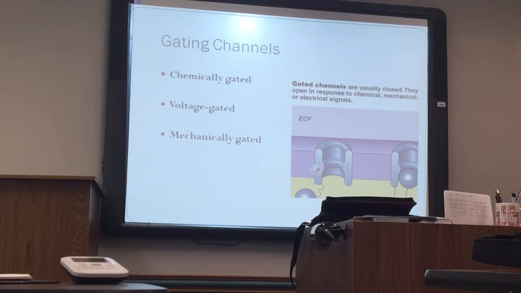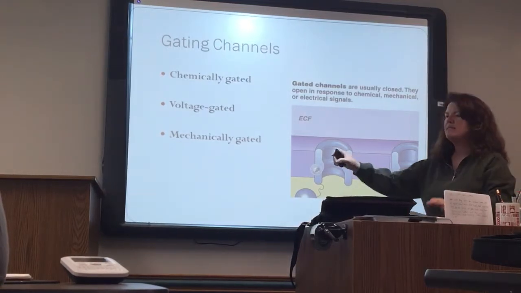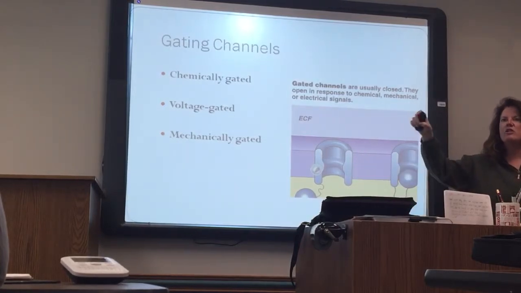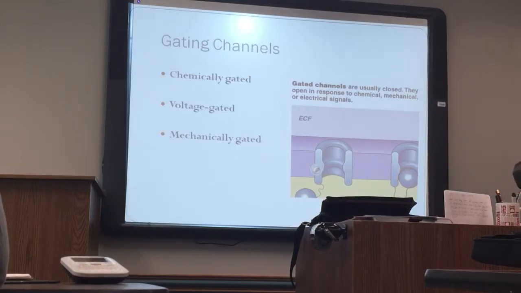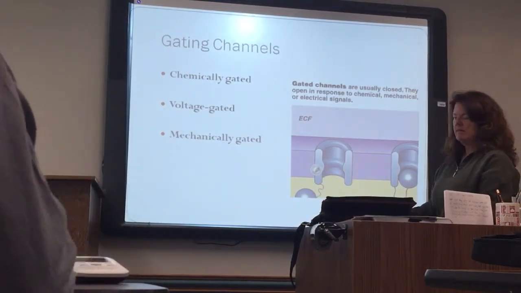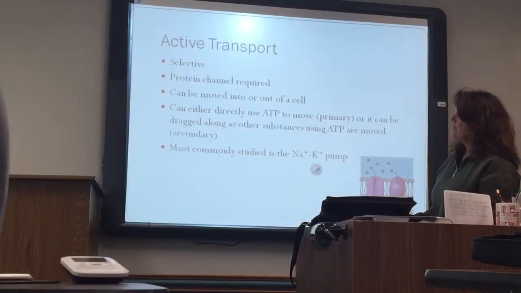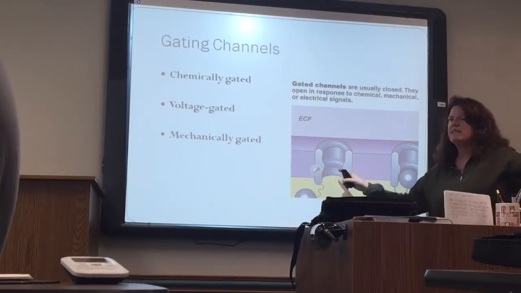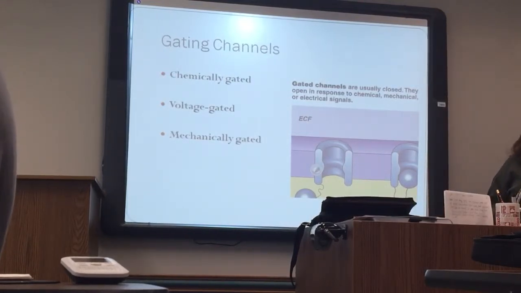So chemically gated means a chemical binds to, well, let's take a step back. These are proteins. These blue things, they're protein channels. So when something binds to it, it changes shape. We've talked about that already. When something binds to a protein, it changes shape. So if a chemical binds to a protein, it changes shape and it opens the gate. We're going to see that particularly with neurotransmitters when we start chapter 7. That's how neurotransmitters open an ion channel. They open it by binding, and the gate opens.